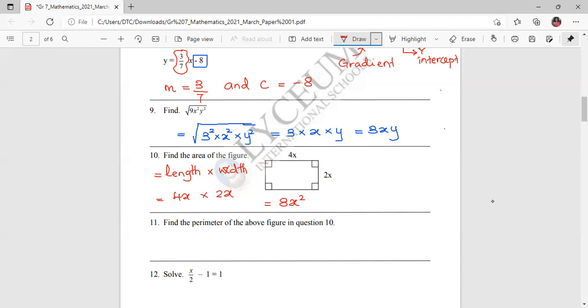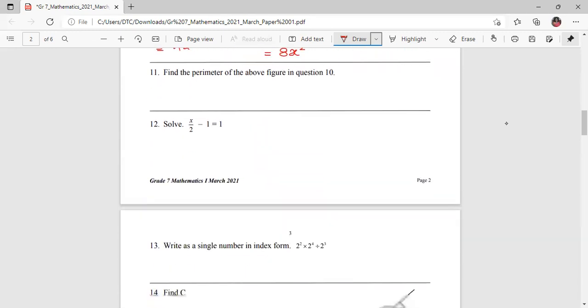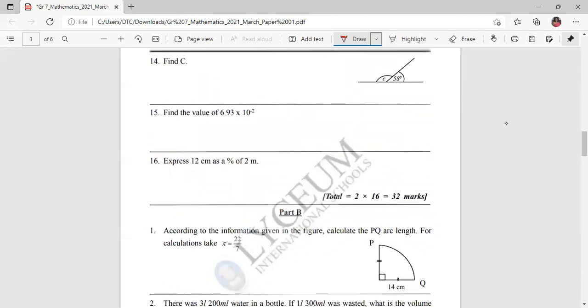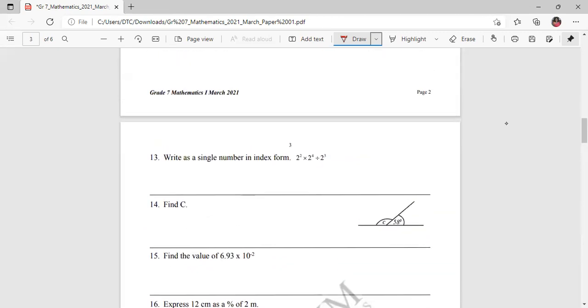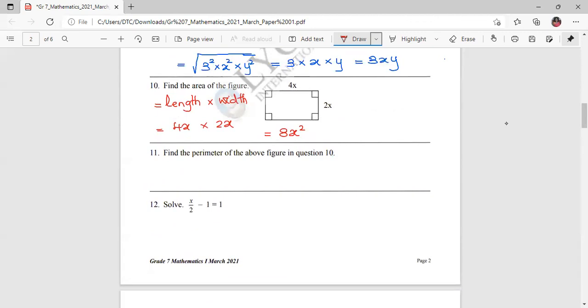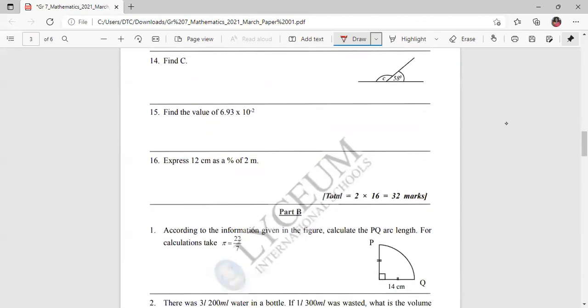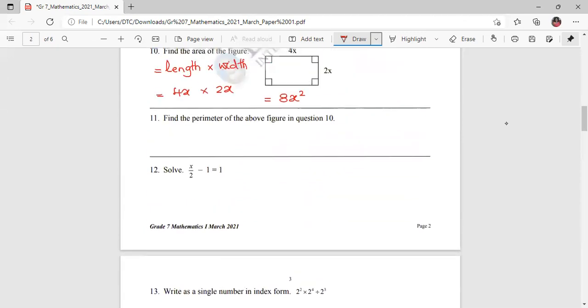To find the area of a rectangle, what we should do, we multiply length and width together. So that is 4x and 2x you multiply together, then it gives you 8x squared, right? So then we discussed 10 questions, children. In this paper, in part A, we have 16 questions. We'll discuss all the 16 questions together, and we'll discuss part B in a separate video, right?